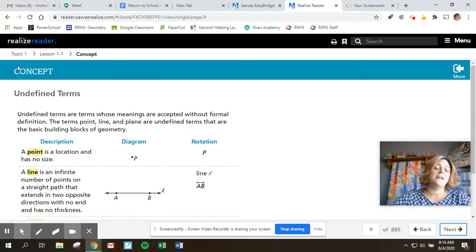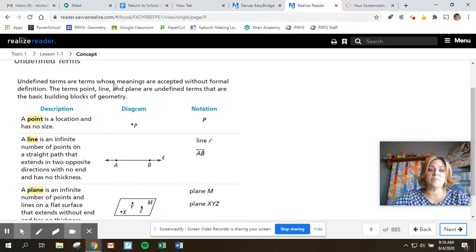All right, then you'll start having some conceptual understanding. So here, especially at the beginning of the textbook, you might have lots of definitions and explanations. So this is undefined terms. Undefined terms are terms whose meaning are accepted without formal definitions. For example, description, there's a point. You can't actually see a point. There's no definition or visual, but we're going to describe it as a location that has no size. This is how we write it in the diagram. And this is the notation you would say, like point P.